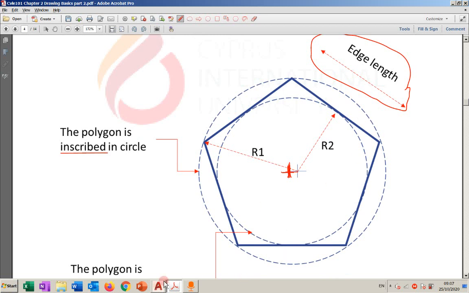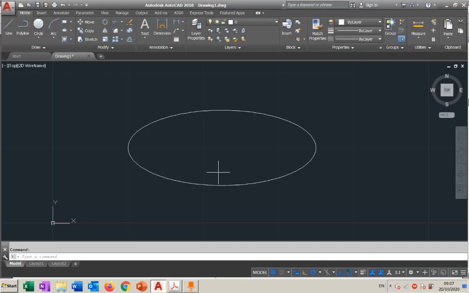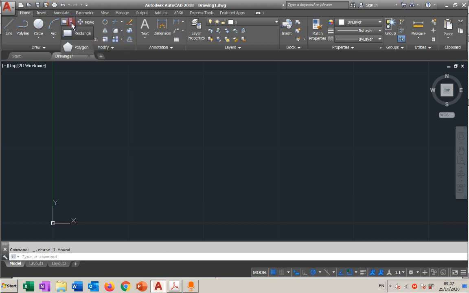So let's show you where the polygon is located. Now the polygon command, you will not see it directly on the drawings. Why? Because it's under rectangle. So you have to open the drop-down menu. You'll see polygon will be there. So this is the polygon shape. Polygon is with the rectangle. Why? Because rectangle is considered a polygon as well.